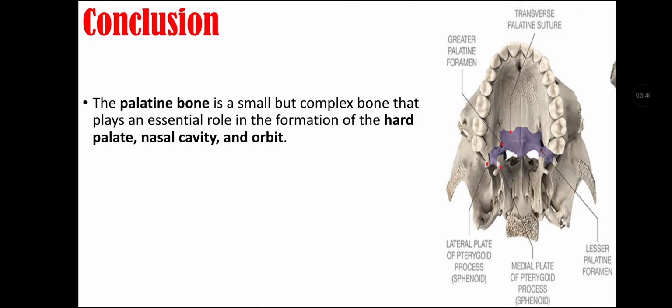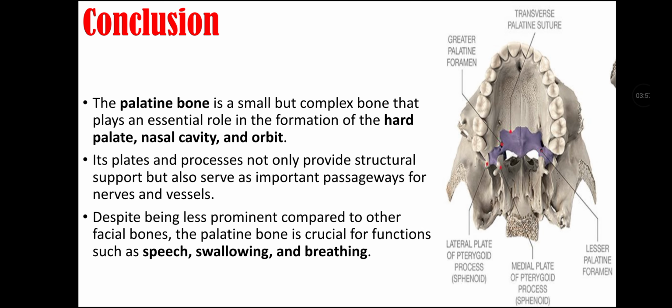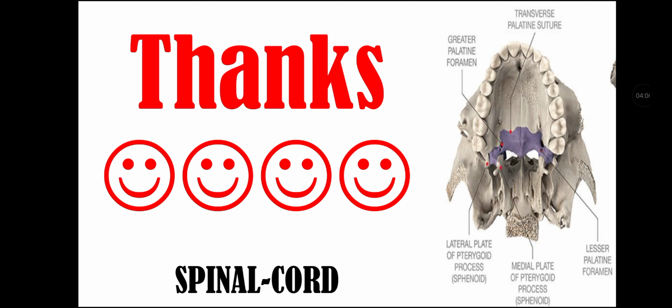Conclusion of this lecture video. Palatine bone is a small but complex bone that plays an essential role in formation of the hard palate, nasal cavity and orbit. Its plates and processes not only provide structural support but also serve as an important passageway for nerves and vessels. Despite being less prominent compared to other facial bones, palatine bone is crucial for functions such as speech, swallowing, and breathing. And this was all about palatine bone.